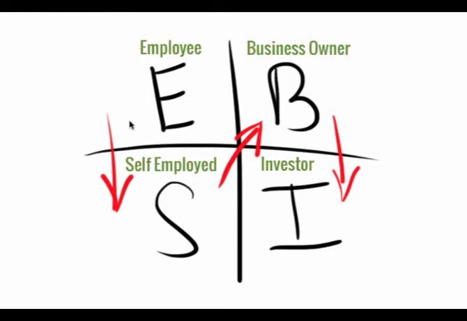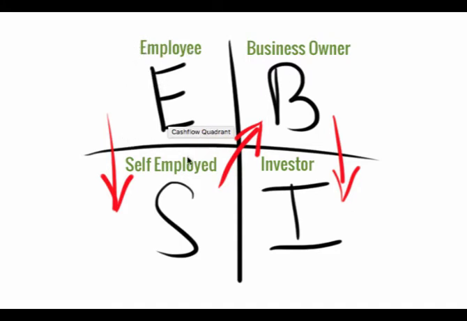So most of us are in the employee quadrant. We work for somebody else. As an employee, to become financially free, you essentially need to take your income that you earn from your employer and transfer that to one of these other quadrants.